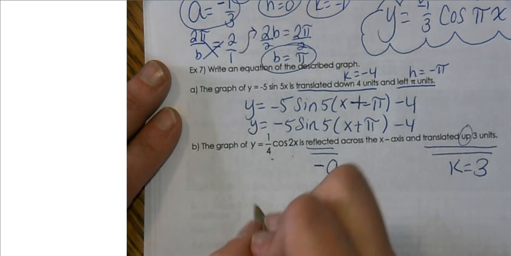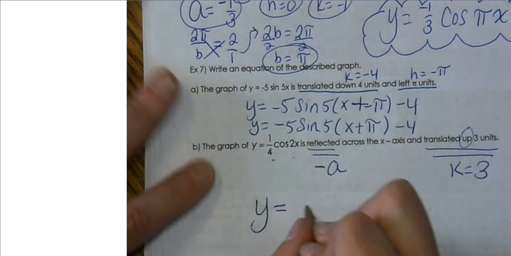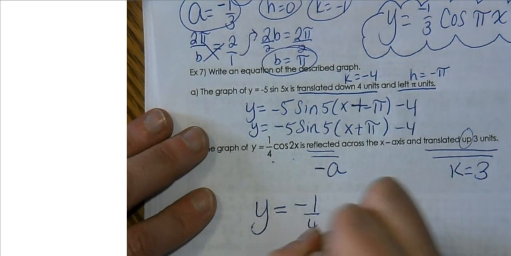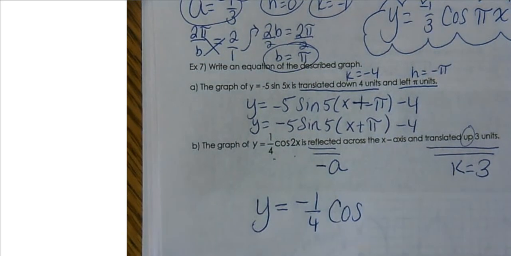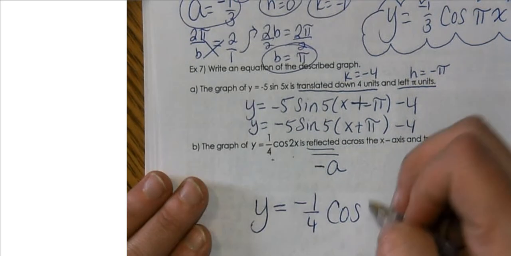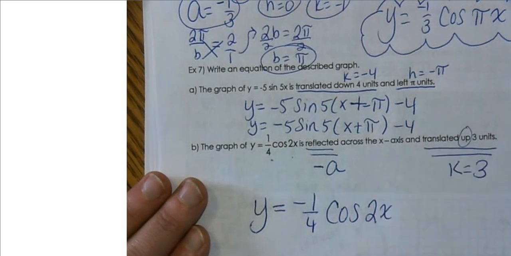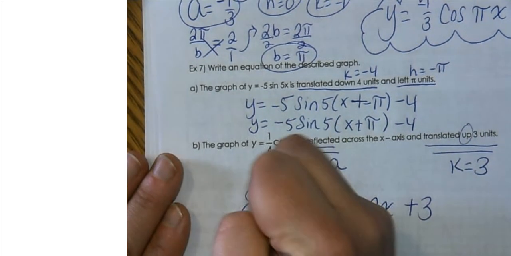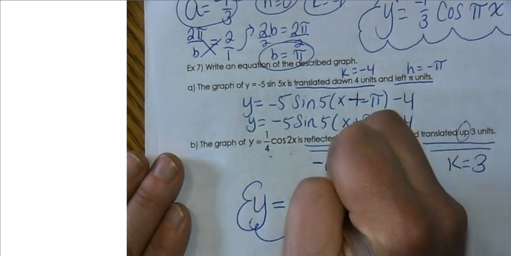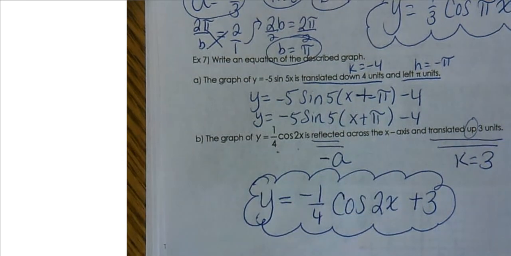So when I write my equation, this is y equals -1/4 times the cosine. And since I have no information about h, I can insert something. You can let h equal something, but you don't have to. So I'm probably just going to keep it just 2x, and then I'll just add 3 at the end. And that's our equation, as well as the end of this lesson.